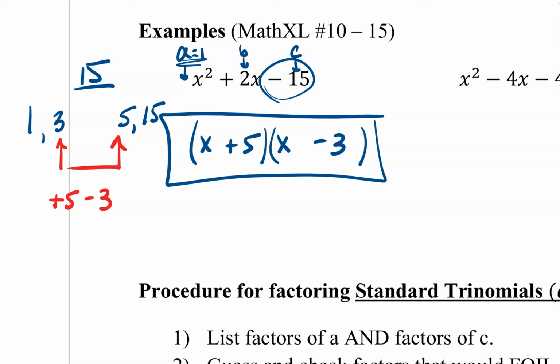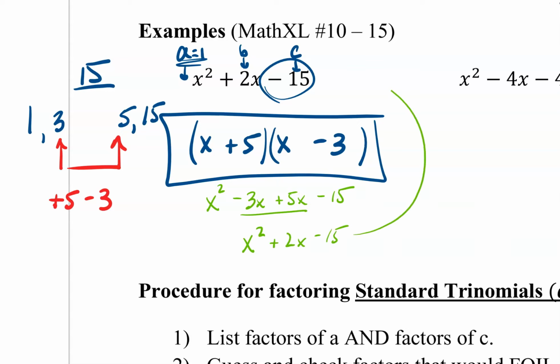We can check that real quick. The first two terms multiply to make x squared. The outside terms multiply to make negative 3x. Inside makes a positive 5x. And the last two terms make a negative 15. Combine the like terms in the center, and we're left with x squared plus 2x minus 15, which matches what we started with.